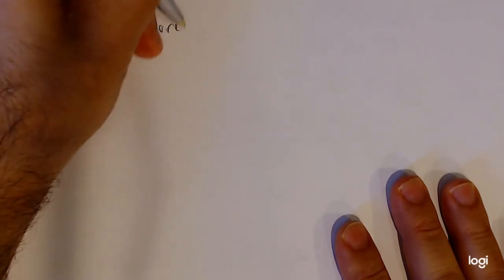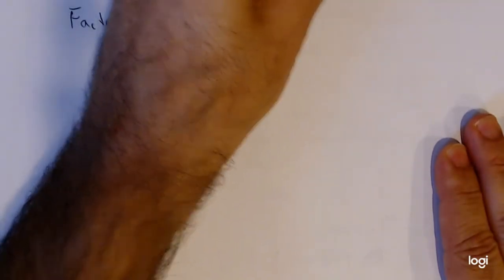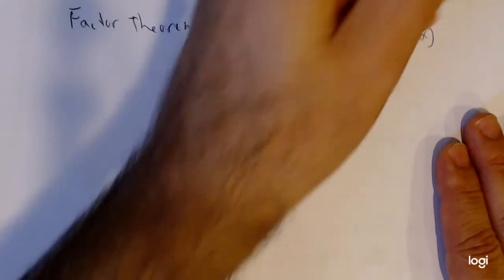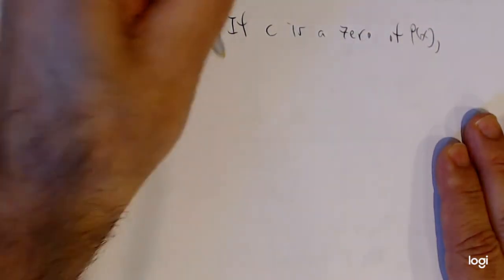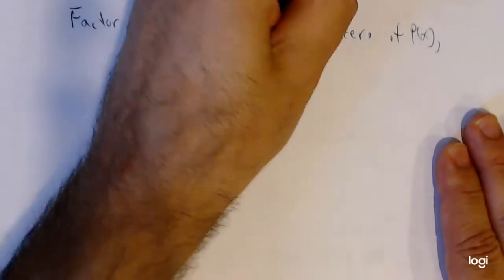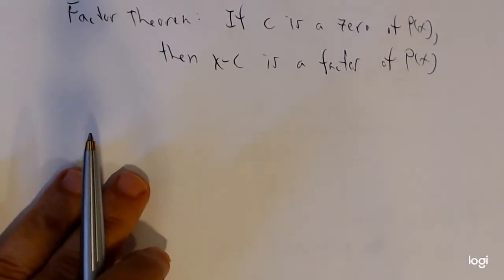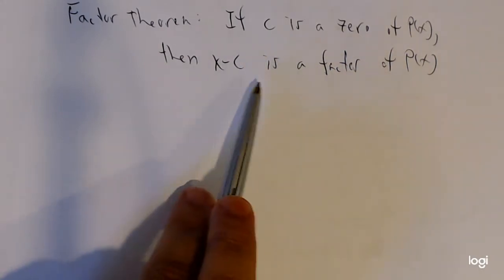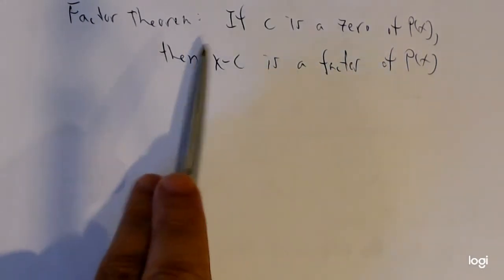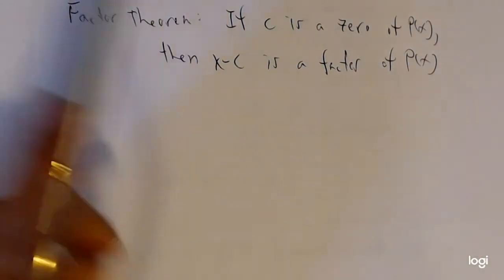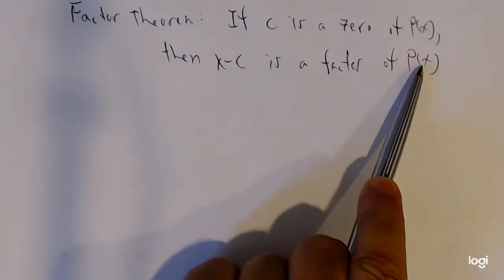And the factor theorem says the following: if c is a 0 of p of x, which means it's an x-intercept, then x minus c is a factor of p of x. So in other words, look, if c is a 0, then x minus c is a factor of p of x, which means x minus c could be factored out. And better yet, think of it this way. We could even use the remainder theorem. If I plug in c for x, what should my output be?